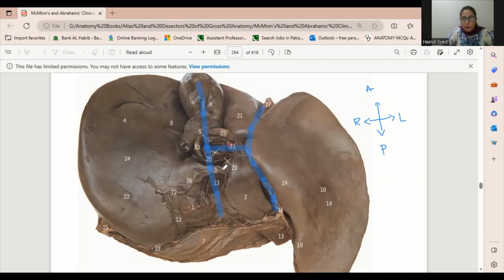caudate process. Okay. Also, you can see that within the Porta Hepatis are visible the portal vein, the hepatic artery, and the bile duct. These are the 3 important anatomical structures which are present in the Porta Hepatis.